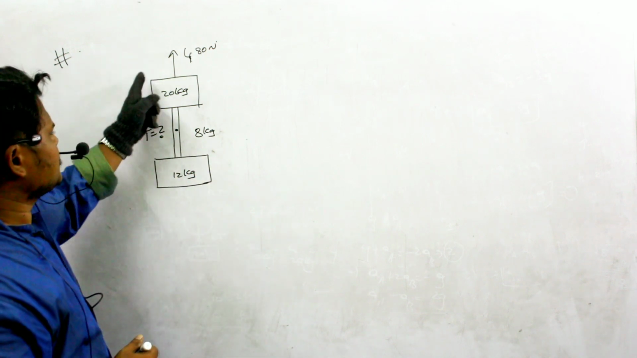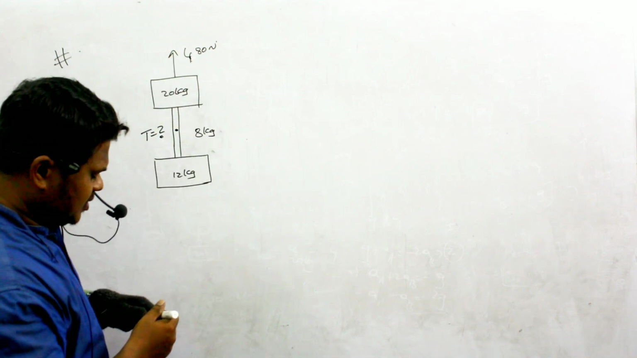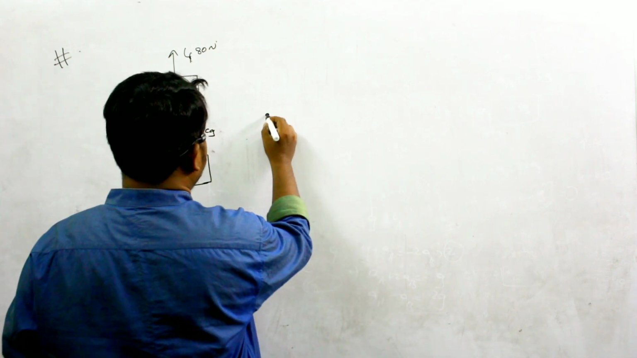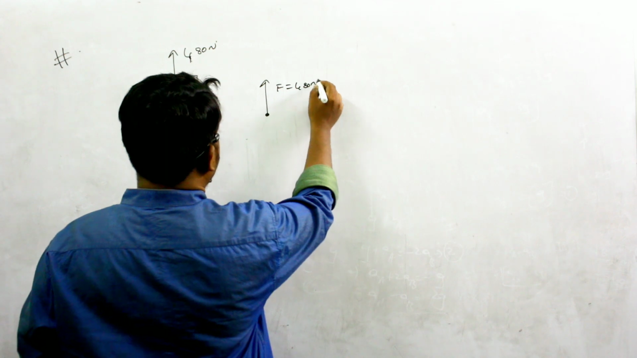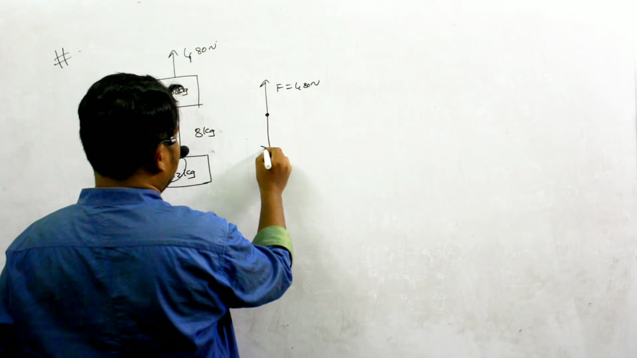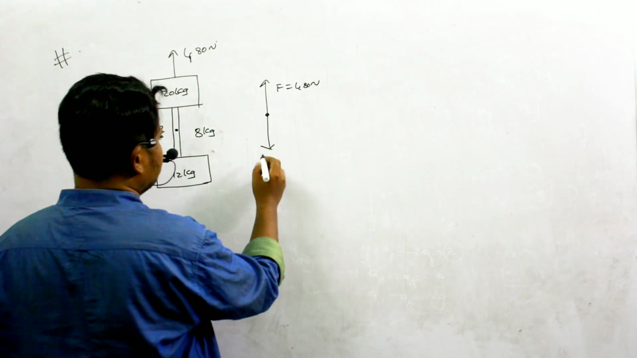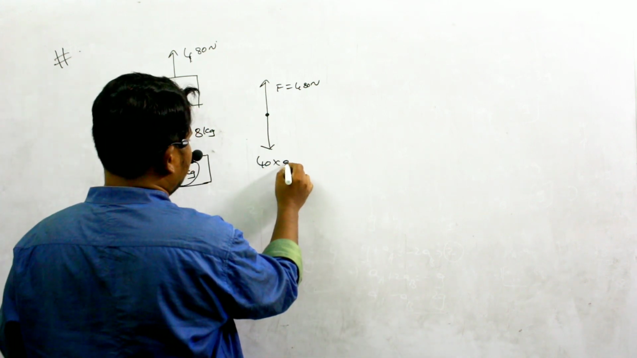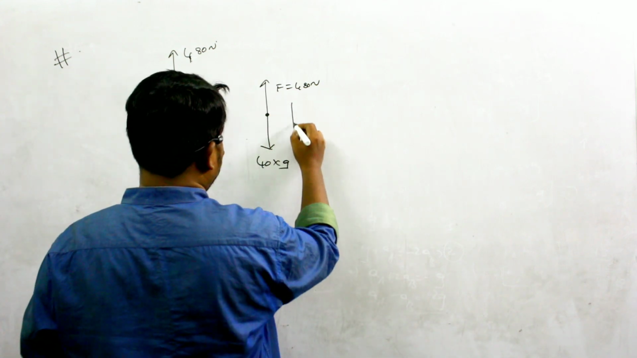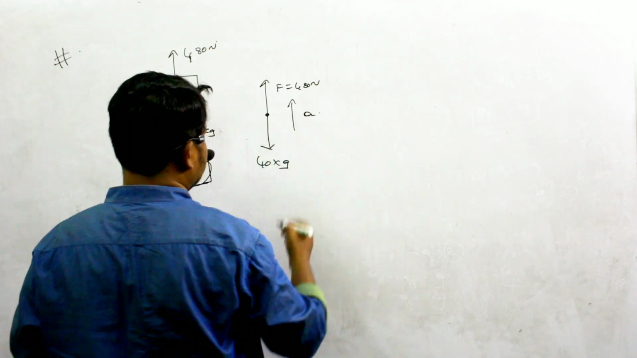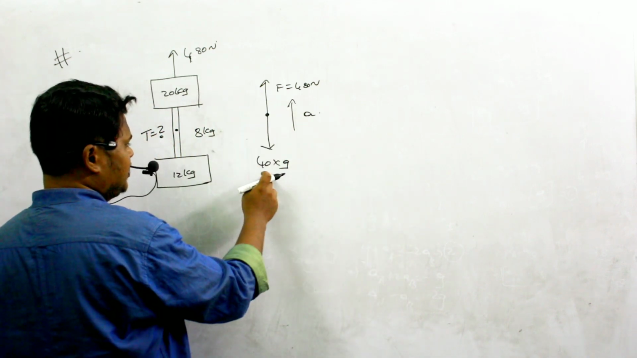So this total system, I can take it as a single body. So therefore, how can I write the free body diagram of this one? I can say a force of 480 Newton is acting upwards, and the total weight of this body will become 20 plus 8 plus 12 is equal to 40 kg multiplied by G, so 40 into G, and the total system will accelerate in the upwards direction with an acceleration of A. So definitely I can say 480 should be greater than 40G.